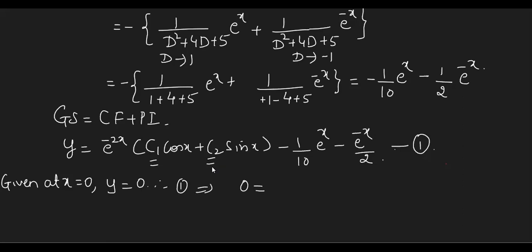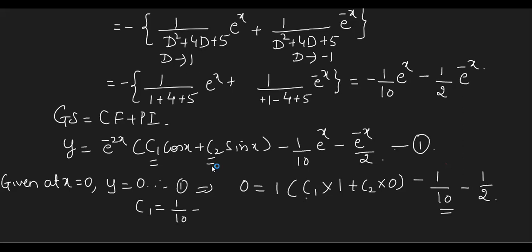Now e raised to 0 means 1. Cos 0, 1. sin 0, 0. e raised to 0, 1. e raised to minus 0, 1. Okay. Now you can clearly see in this bracket what is remaining is C1, correct? So I'll keep this C1 and transfer these two terms to that side. So what is the value of C1?